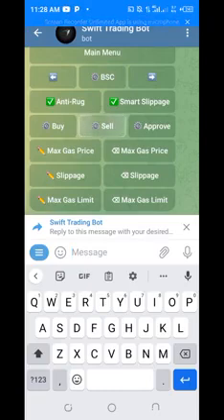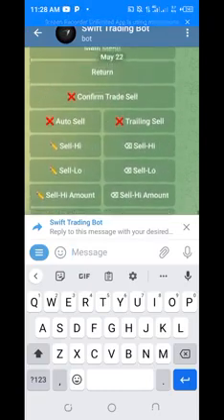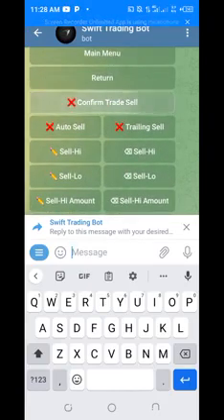The next one is sell. You configure your sell. You can configure the bot so you don't need to be activating the sell by yourself. You don't need to be confirming the sell by yourself. Once you click on sell, the bot will automatically confirm it by itself.